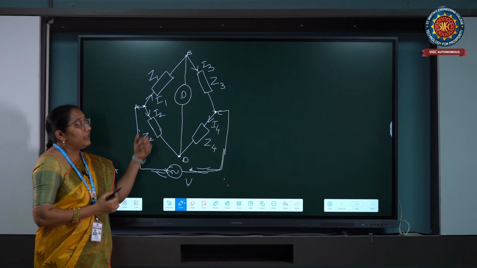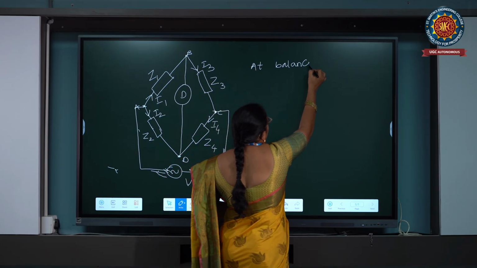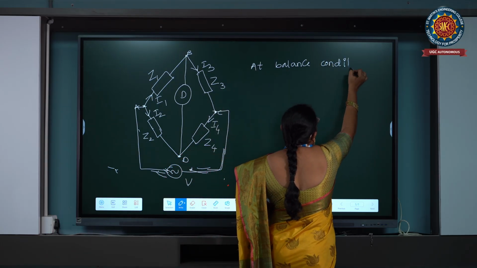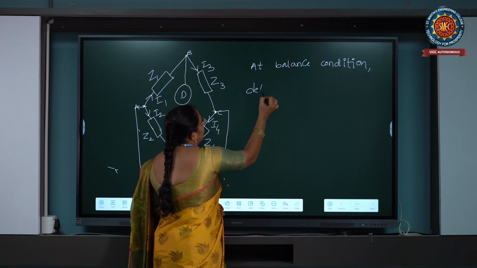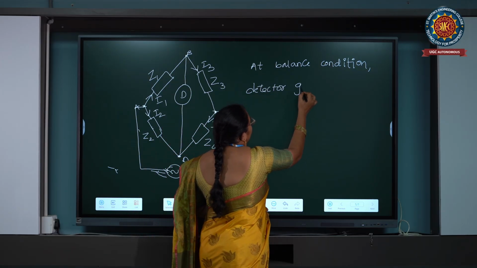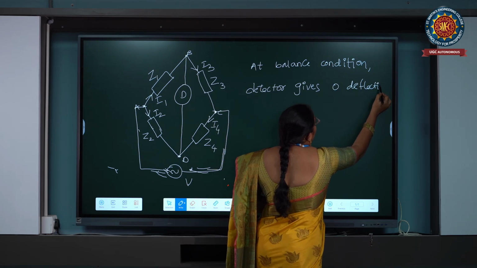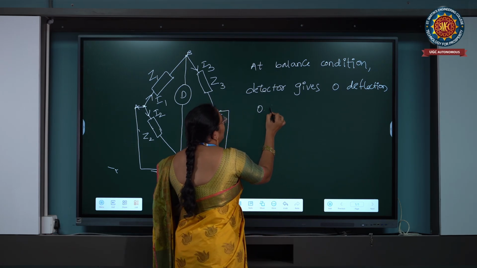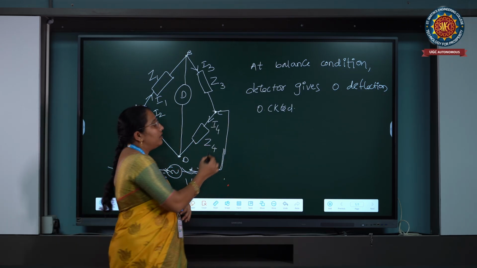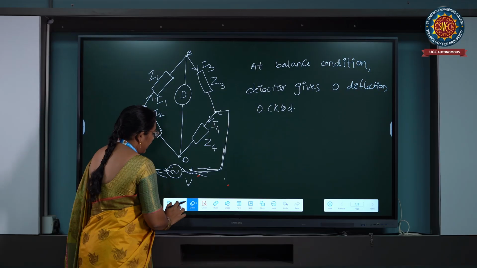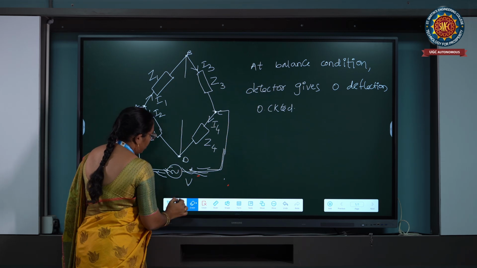So when at balanced condition, the detector gives zero deflection. Detector gives zero deflection, means it gets open circuited. So then what will happen? See here, open circuit means it gets open.